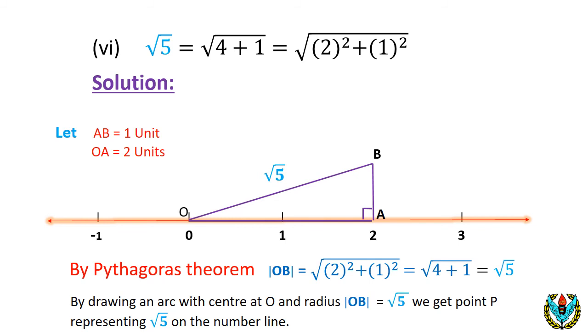So by drawing an arc with center at O and radius OB equal to under root 5, we get point P representing under root 5 on the number line.